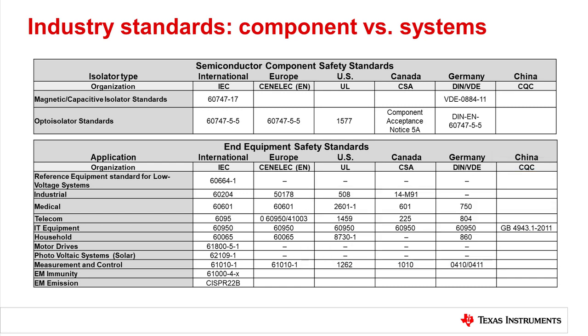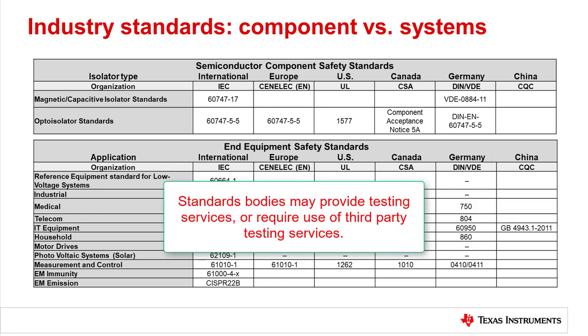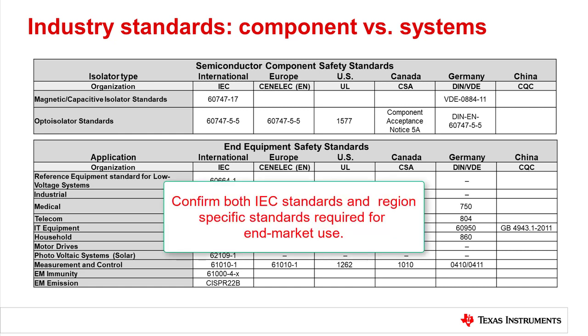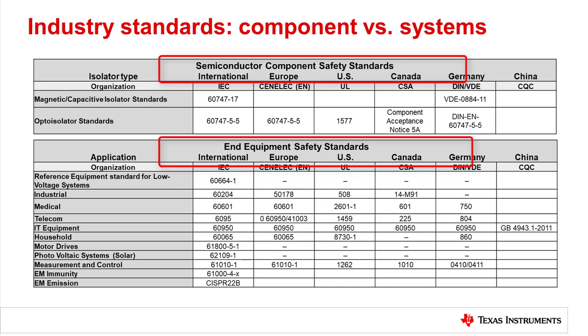Some of these standards organizations provide testing services to obtain certificates for components or equipment, while others require the use of independent test agencies to certify components or electronics to obtain certifications. Determining which certification is needed will depend on the region where the end system will be sold, and it is important to ensure that both the required end equipment and the component level standards are met for the region of sale. Isolation standards are different for component and system level certifications.